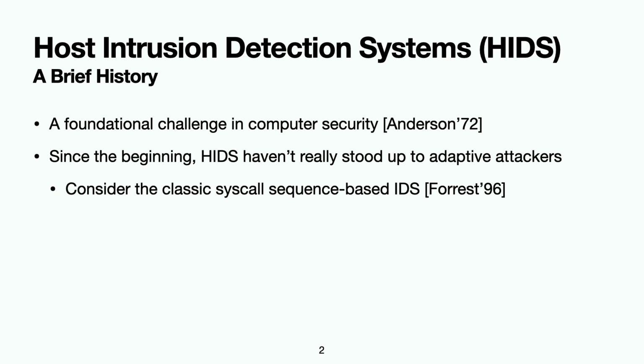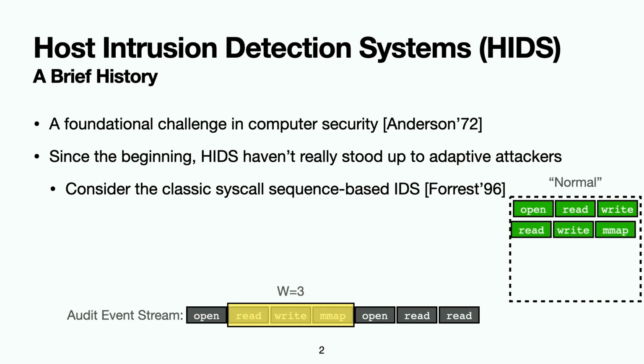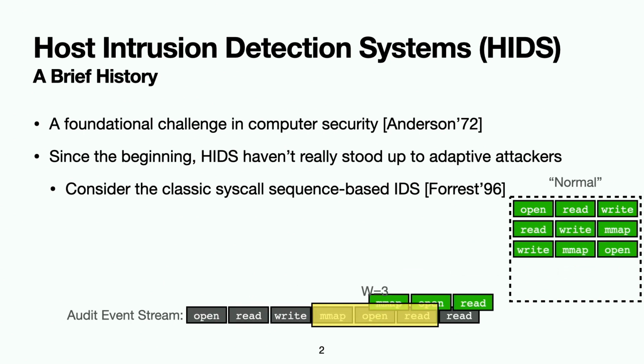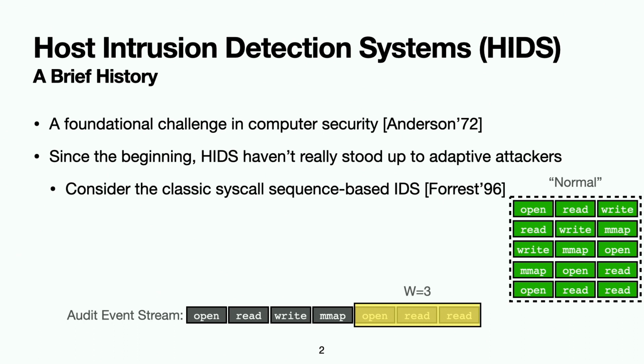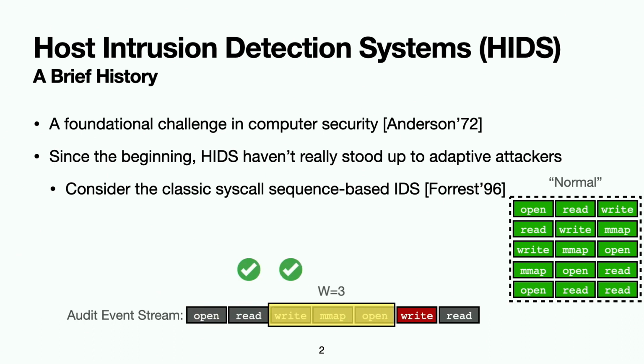Consider the classic example of Forest IDS. This is a sequence-based IDS that only trains on normal data. Given, for example, an audit stream, Forest IDS uses a fixed size window to create a database of unique tuples that it encounters. At test time, if Forest IDS ever encounters a tuple it has never seen before, it raises an alert.